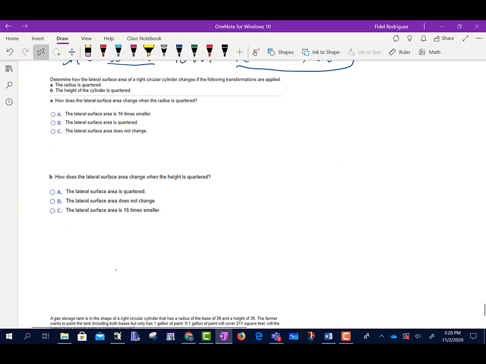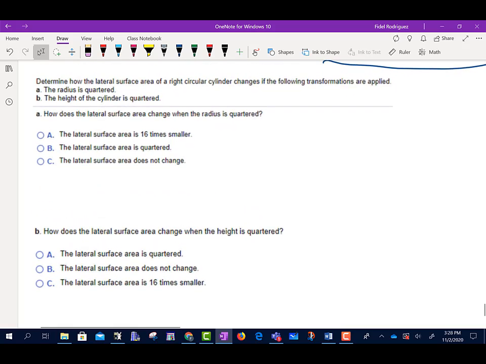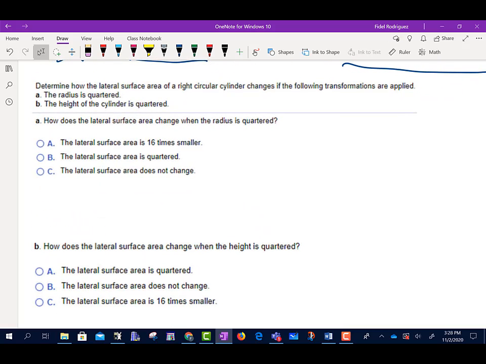Alrighty. So let's see if we can figure out what's happening in this next problem. It says, determine how the lateral surface area of a right circular cylinder changes if the following transformations are applied. Part A says the radius is quartered, and part B says the height of the cylinder is quartered. Okay, so remember, when we're finding a cylinder, and we're looking only for the lateral surface area, let's think about again what that means.